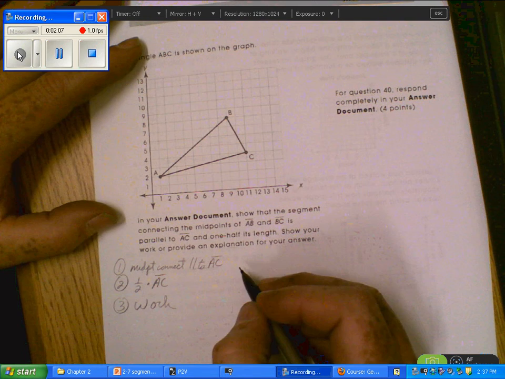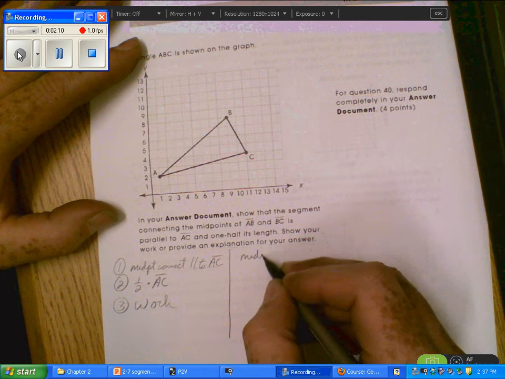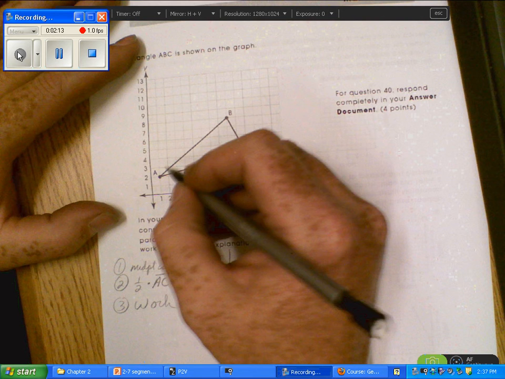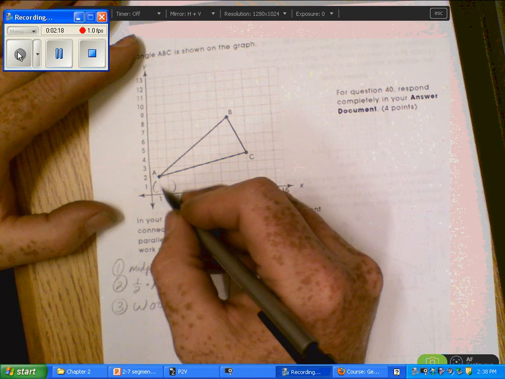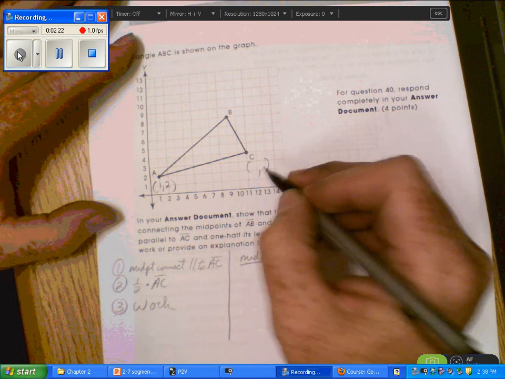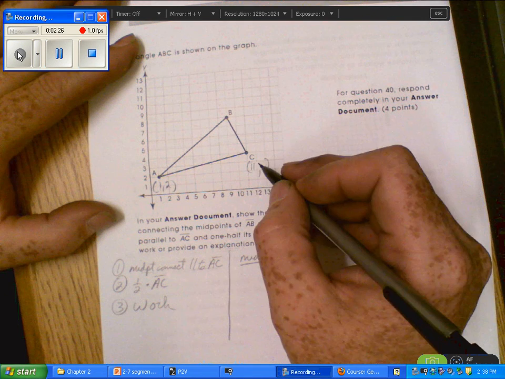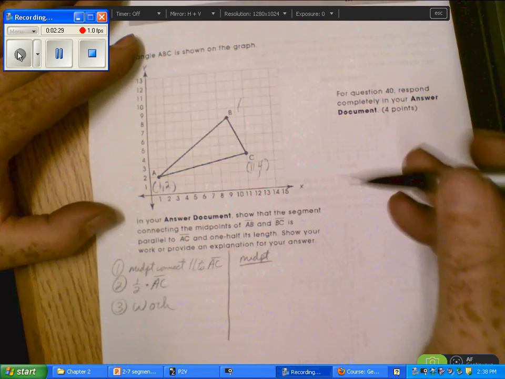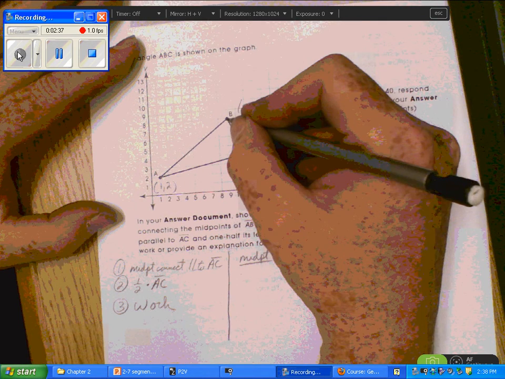So, first thing we can do is find the midpoints. To find the midpoints, let's go up here and find the coordinates. Coordinates of A are 1, 2. Coordinates of C are 11, 4. Coordinates of B are 9, 8.